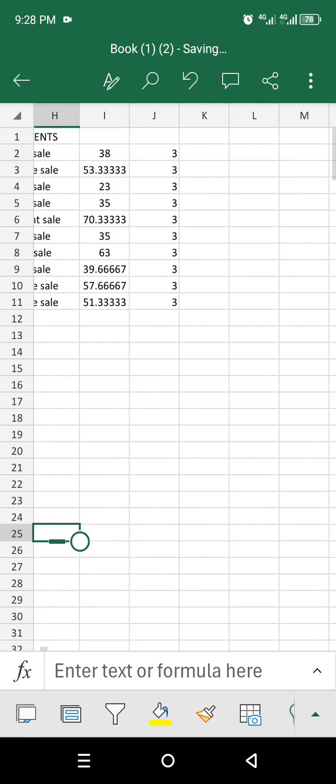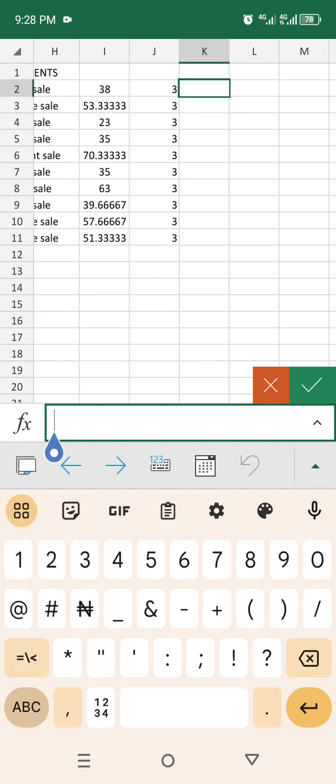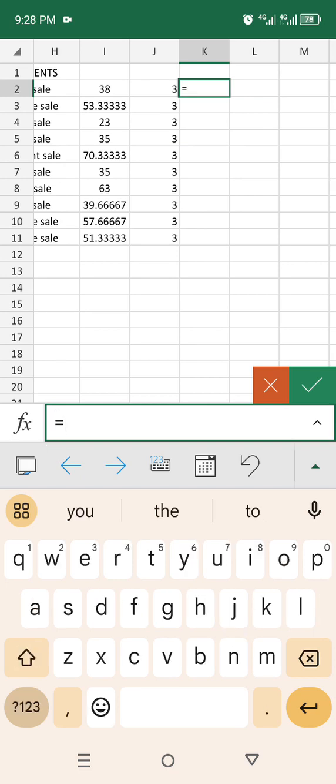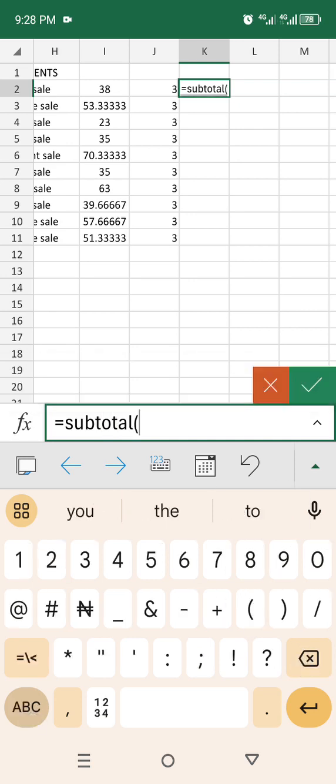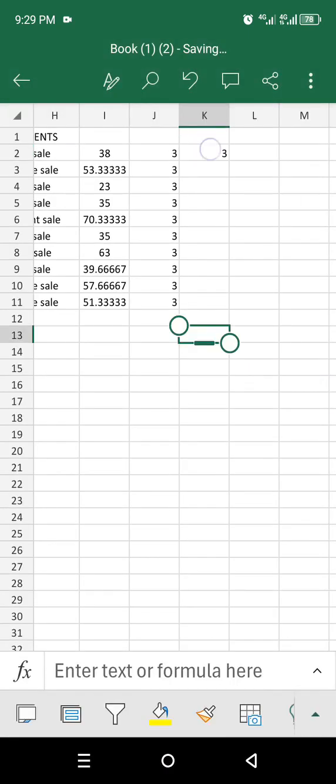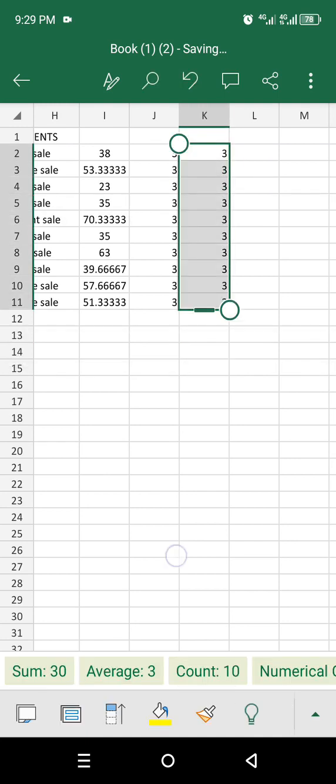But there are more to it again. Let us do another one. If we use 3 there, what will happen? Equal to subtotal, and I say 3, comma, B2 ratio D2. Okay. Wow, I'm still having 3. Same 3. Fill it. The same 3, 3, 3.